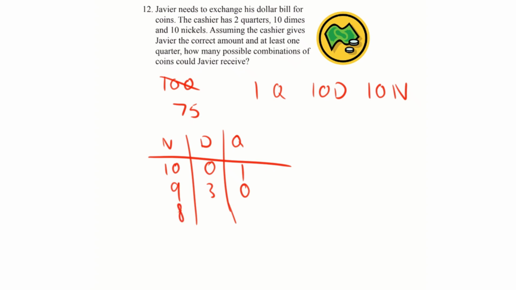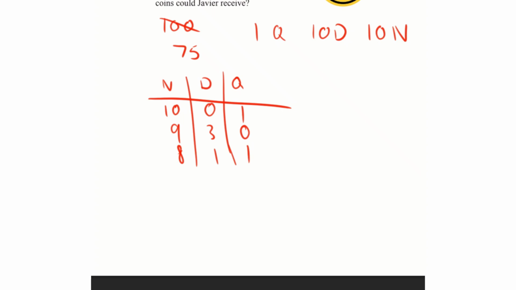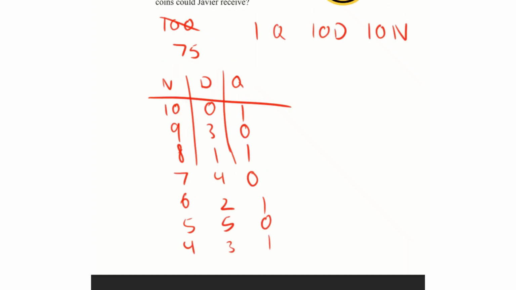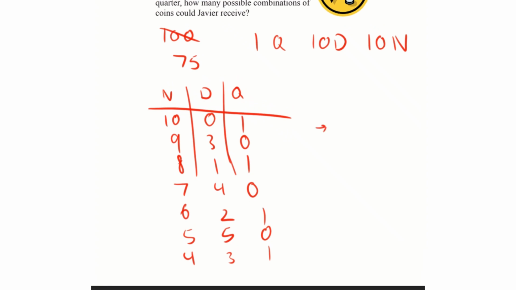So now let's take a look at 8 nickels. We'll need to again have a quarter for this, but this time we can introduce 1 dime. And now if we continue similarly, we can see when we go 7 nickels, we can have 4 dimes, 0 quarters. Then if we go down to 6, we can have 1, 2, 5, 5, 0. And you can sort of see it's going to continue like this. So if I continue downwards, we have 4, 1, 3.